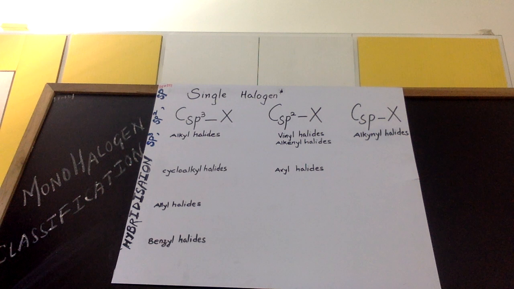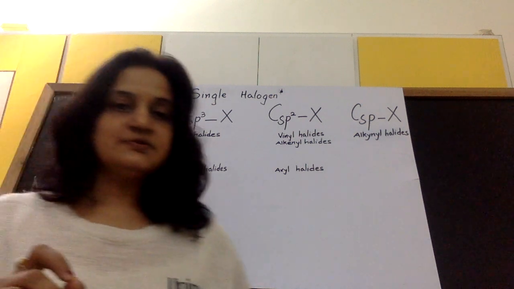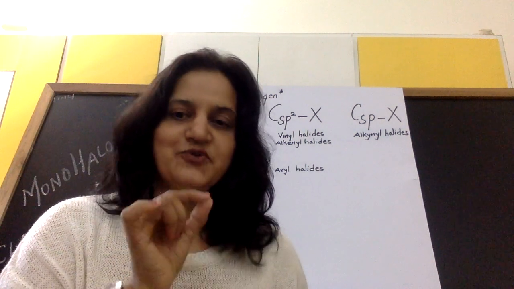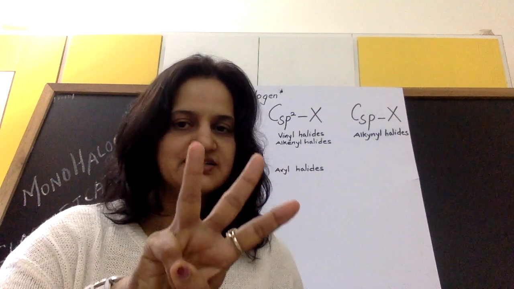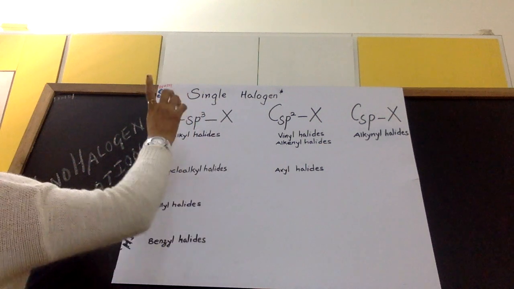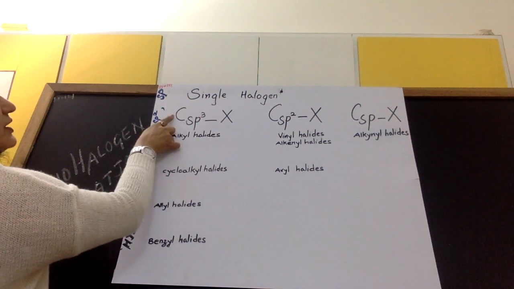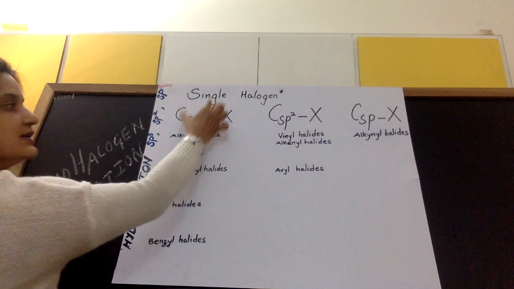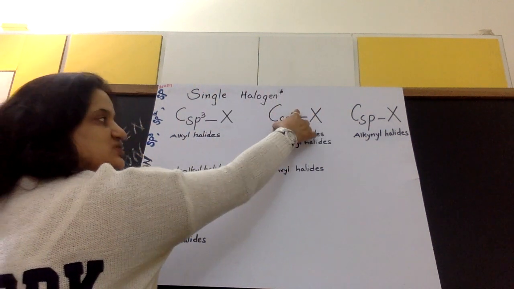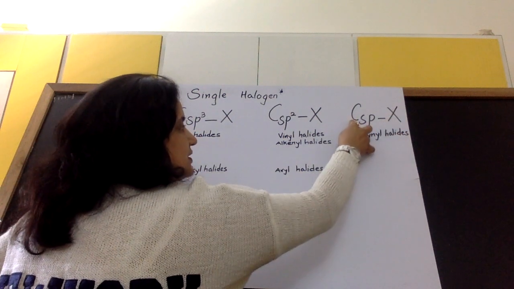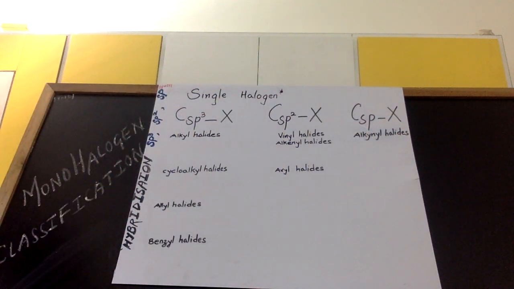That is, whether the halogen atom is attached to a carbon which is sp3 hybridized, or on a sp2 hybridized carbon, or whether the halogen is on a sp hybridized carbon. Hence, based on this, monohalogen derivatives of alkanes will be classified into three categories on the basis of hybridization, where halogen can be on a carbon which is sp3 hybridized, sp2 hybridized, or sp hybridized.